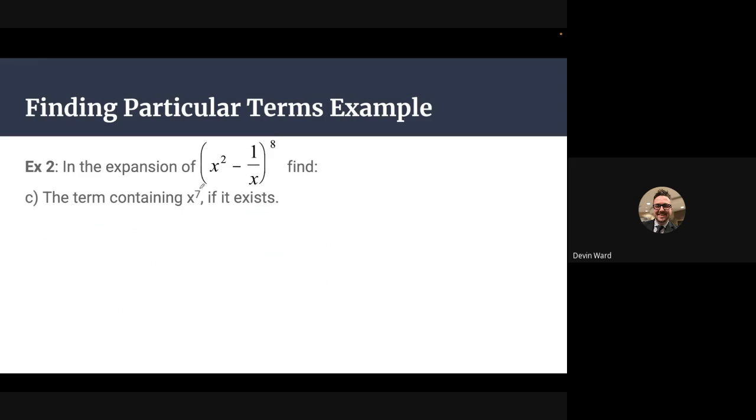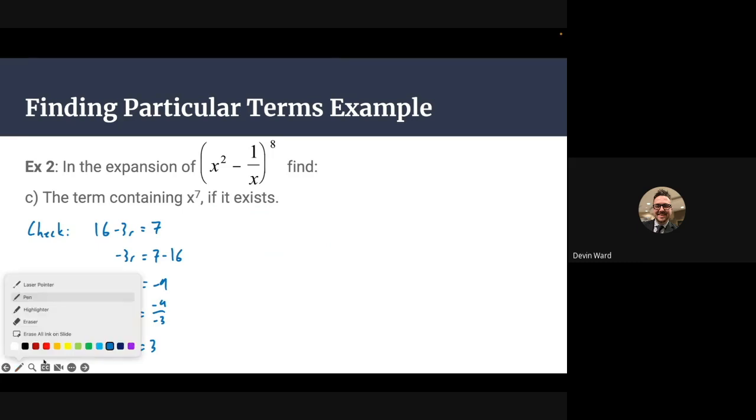Next, the term containing x to the power 7, if it exists. So again, let's do a check. I'm still using my same 16 minus 3r, but this time I'm going to set it equal to 7. So negative 3r equals 7 minus 16. Negative 3r will then be equal to negative 9. r is equal to negative 9 divided by negative 3, so r is equal to positive 3. Positive 3 is an option because it's a positive whole number between 0 and up to my n, that's 8.